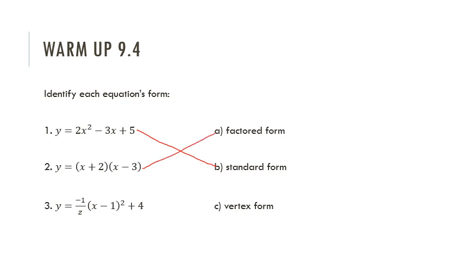Finally, this one has a number out front. This is supposed to be a 2. And then (x minus 1) squared plus 4. This is in vertex form. It's in the a(x minus h) squared plus k form.